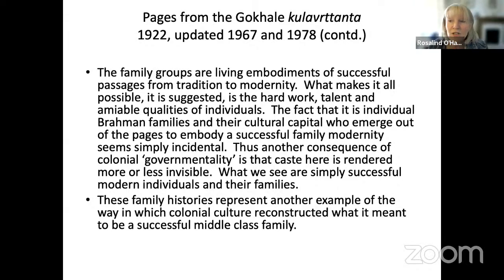These are simply successful individuals who have brought their talents and exercised them in the colonial and then the post-colonial era. So I think these are another example of the way in which colonial culture reconstructed what it meant to be a successful middle-class family.